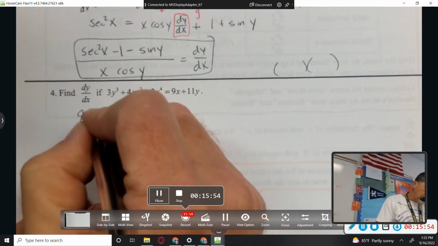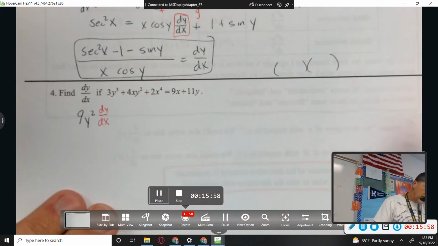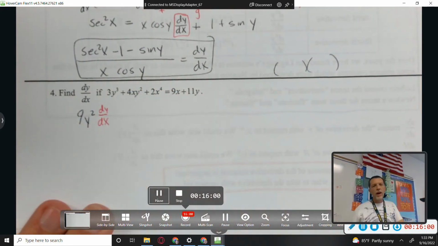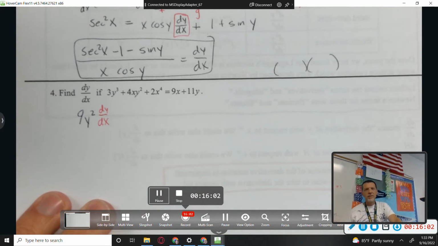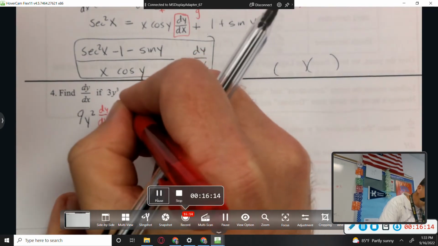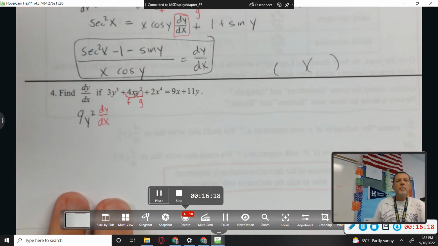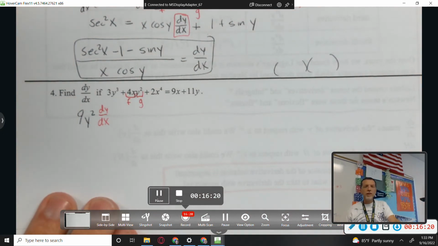So 9y squared dy dx. How about 4xy squared? Heck if I know. Are we going to have to do the product rule? It's a product rule. And you can attach the 4 to either one. I'll just attach it to the x and call that f. And y squared will be g.